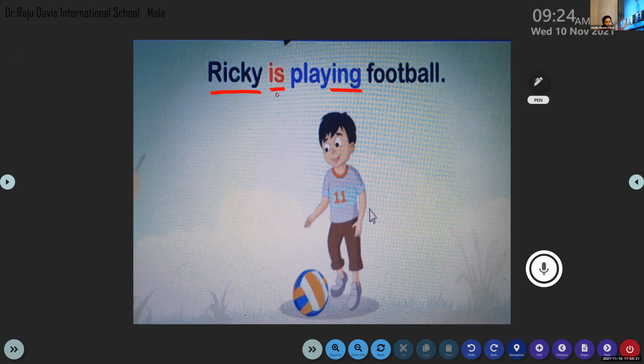Clear to all of you? The first is the helping verb according to the subject, is, plus the verb, plus ing. That is the form of the action in progress. Clear? First is the helping verb, then the verb, then ing, according to the subject. Look at the next example.